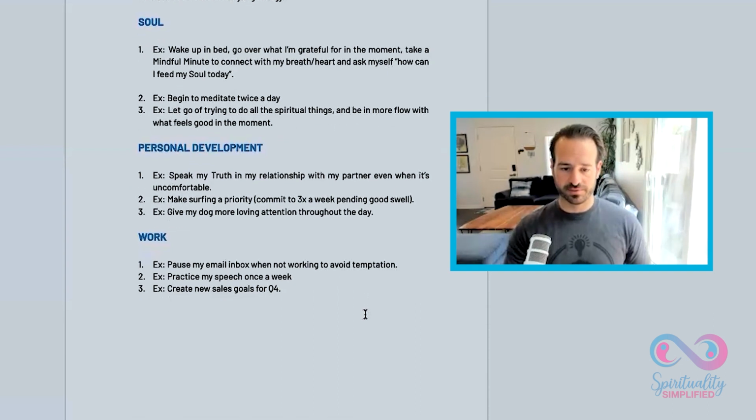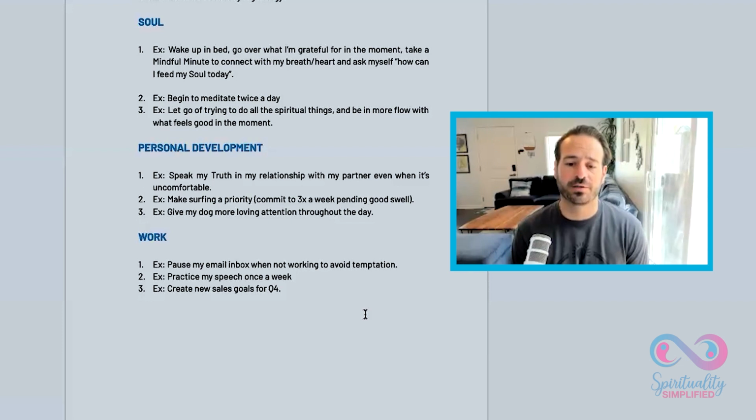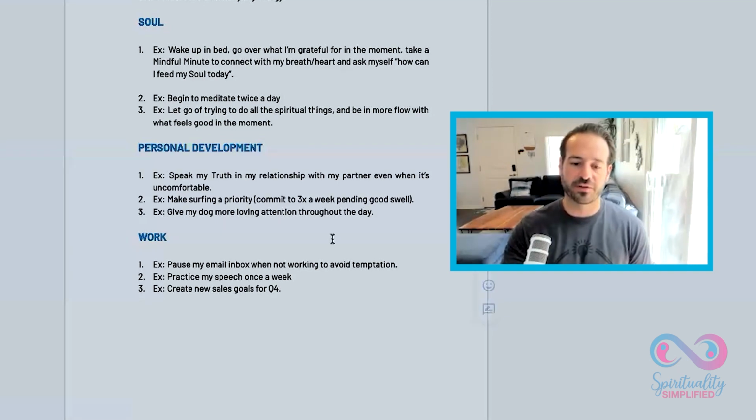Moving on to personal development. Maybe it's to speak my truth in a relationship with a partner, even when it's uncomfortable, because oftentimes things like that will come up, and maybe it's not a partner, but it's a close friend, you know? Another example I put for myself that's funny because I live in Santa Cruz and I like to surf, but it says making surfing a priority, committing to 3 times a week, pending good swell. Another one is give my dog more loving attention throughout the day.